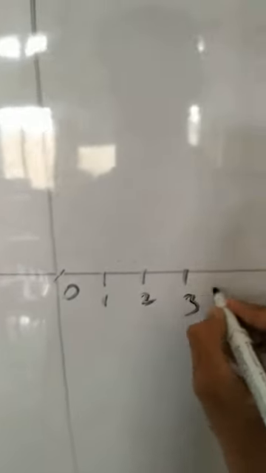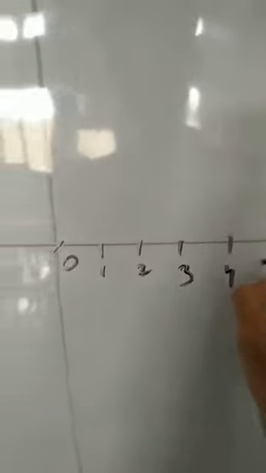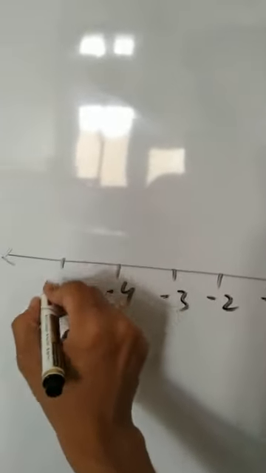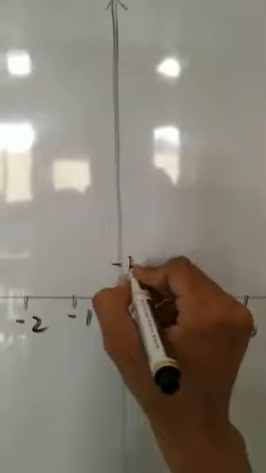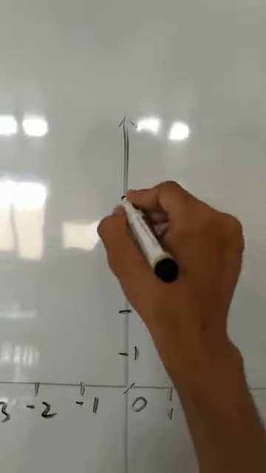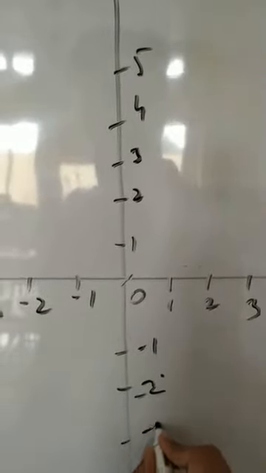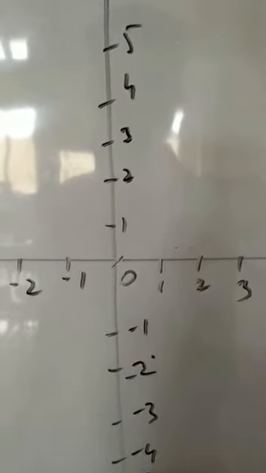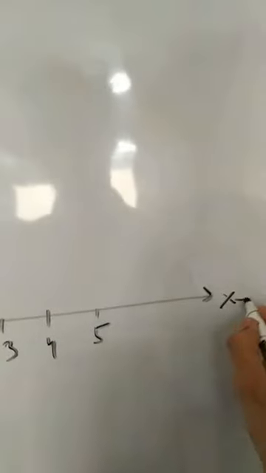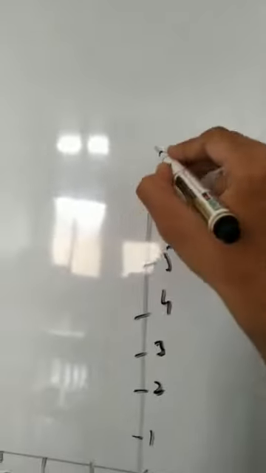Similarly, if we want to represent x = -4.5 in two variables, draw a graph with the x-axis and y-axis. Here origin, 1, 2, 3, 4, 5, -1, -2, -3, -4, -5. Here 1, 2, 3, 4, 5, -1, -2, -3, -4, -5. So this is the x-axis, this is the y-axis.